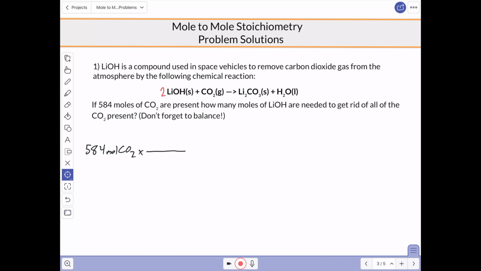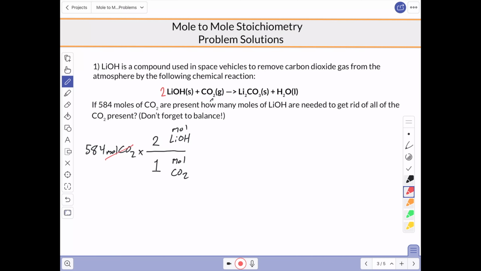Whenever we do dimensional analysis, we know that whatever unit we start with has to go on the bottom to cancel out. So we know that the moles of CO2 is the first part of our mole ratio. And we want to use the mole ratio that's going to compare moles of CO2 and moles of lithium hydroxide. So we know that for every 1 mole of carbon dioxide, I will always need 2 moles of lithium hydroxide.